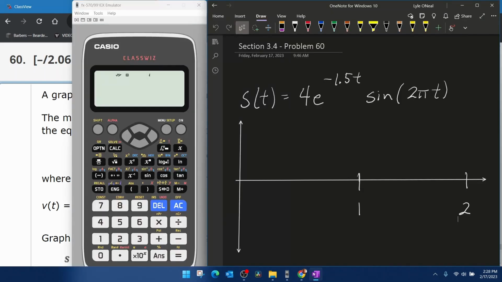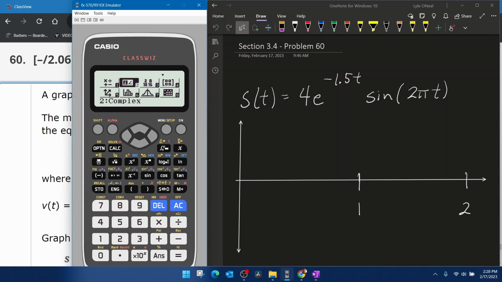So let me introduce you to the Casio ClassWiz. It has a table feature which will generate ordered pairs for us that we can plot on this graph. So if you go to menu, you simply need to go down until you find the table function, which is number 9 on the keypad, and then you can enter your function. Notice it has to be in terms of f of x.